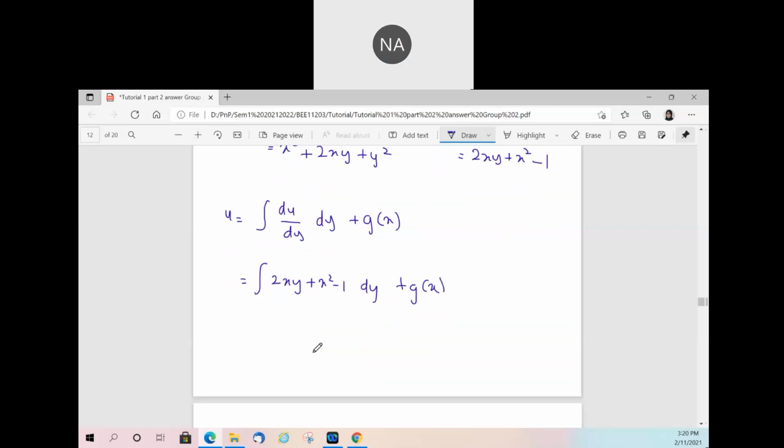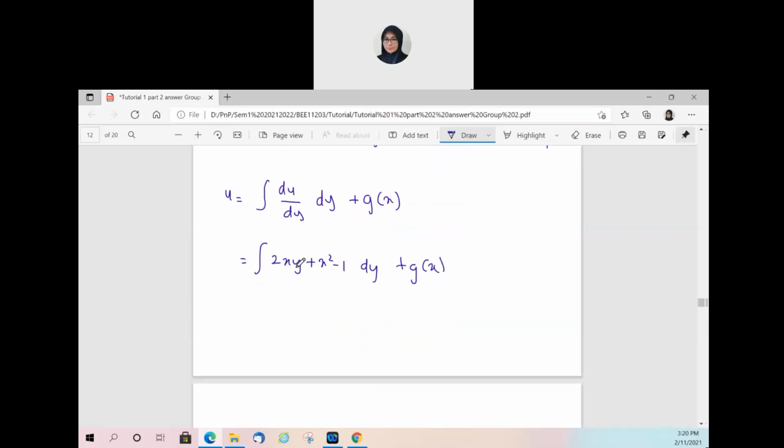Okay, you integrate 2xy terhadap dy. Ada y kan kat sini? This one will be 2xy square over 2. Okay. Plus with x square. Do we have any y here? Ada. Then it will be y x square. Betul. Okay.